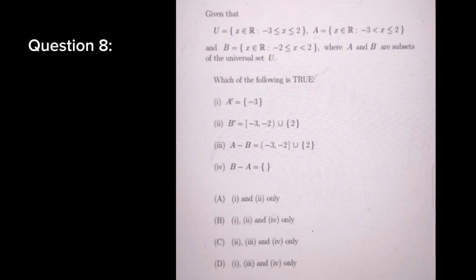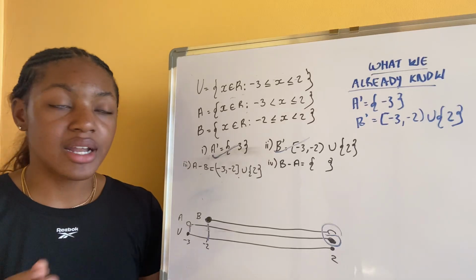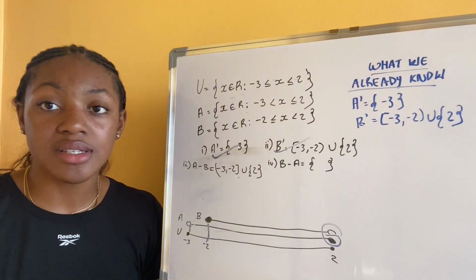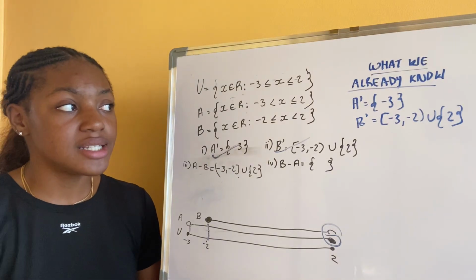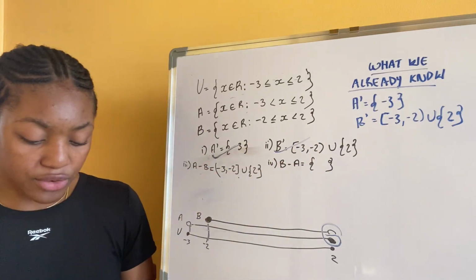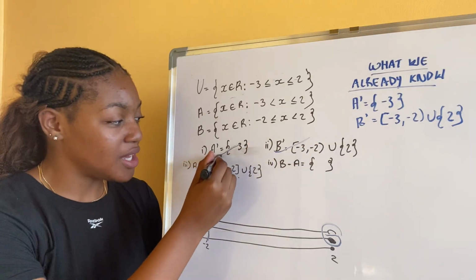And then the number 4, the fourth one, is B minus A equals an empty set. And we want to know which of the following is true. So here's our question, and from the previous question, question 7, we know that A complement is a set that only has negative 3. Therefore, the first one would be true.